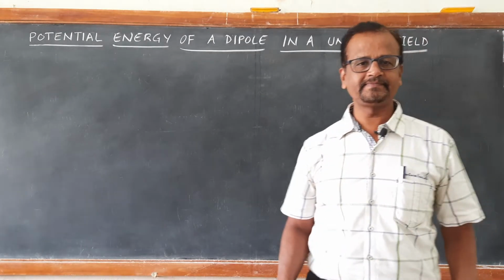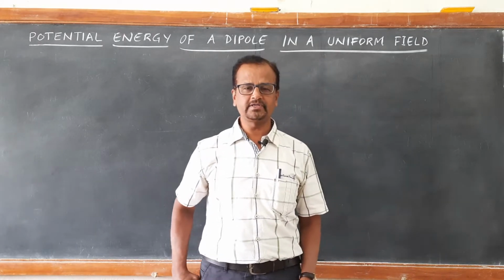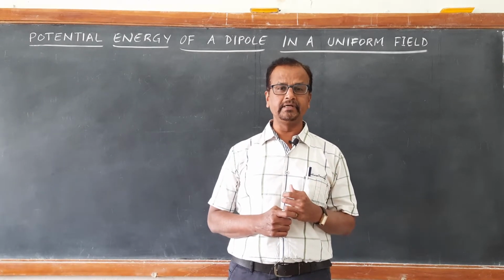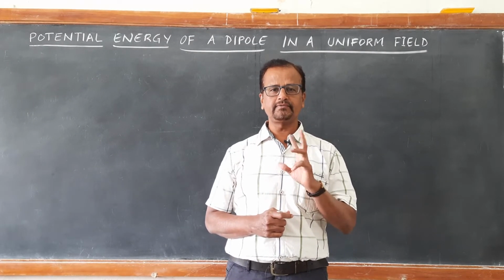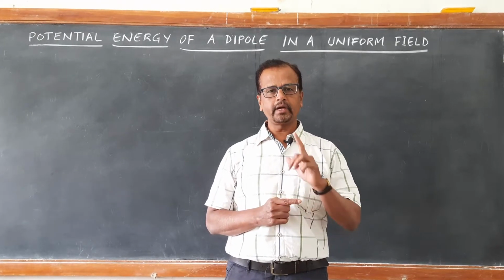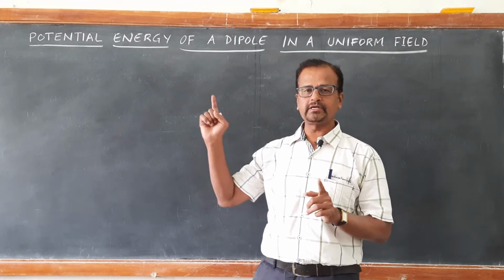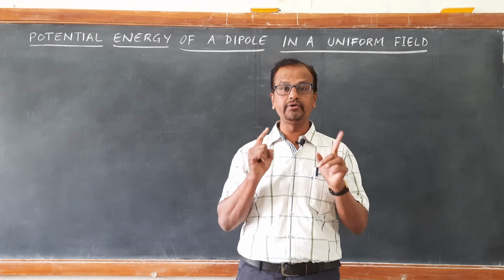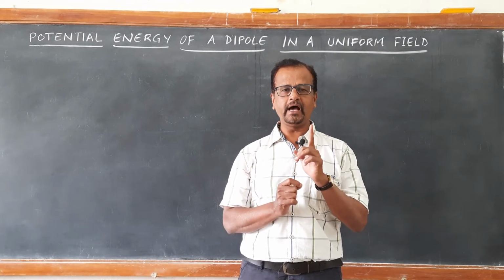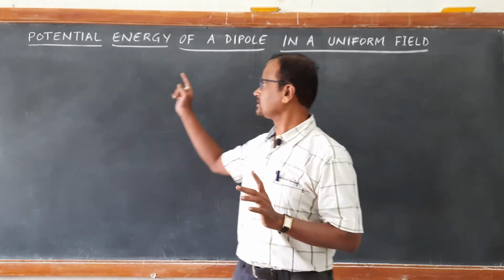Good morning, cadets. In the previous session, we discussed the potential energy of a system of charges placed in an electric field, the potential energy of two charges placed in an electric field, right? We are now continuing that application: potential energy of a dipole placed in a uniform electric field. Potential energy of an electric dipole placed in uniform electric field.